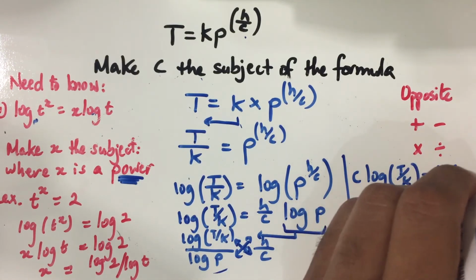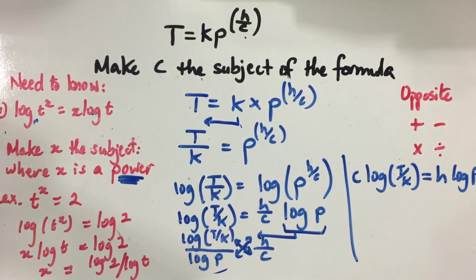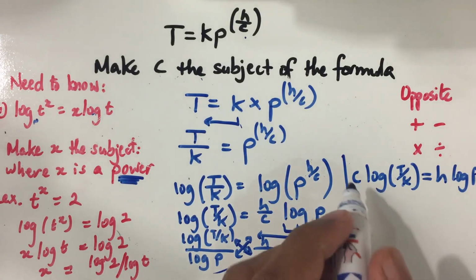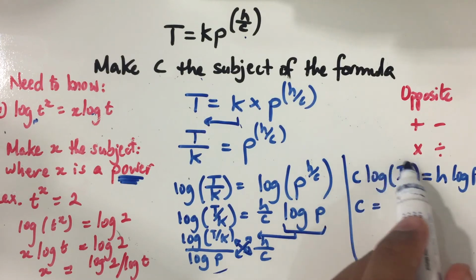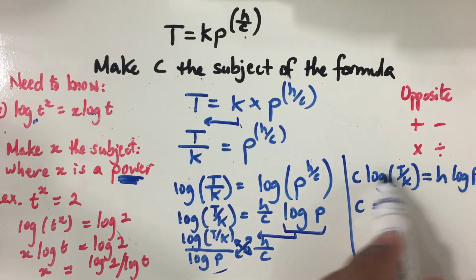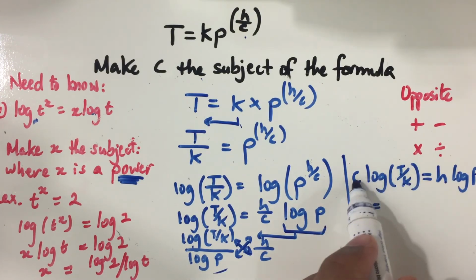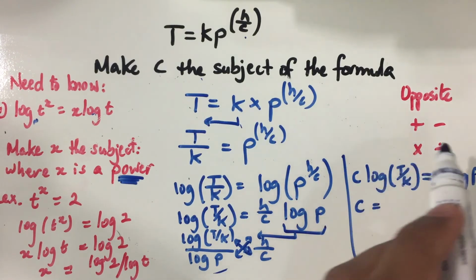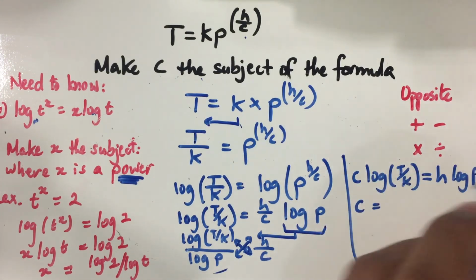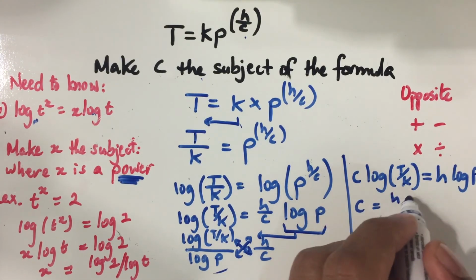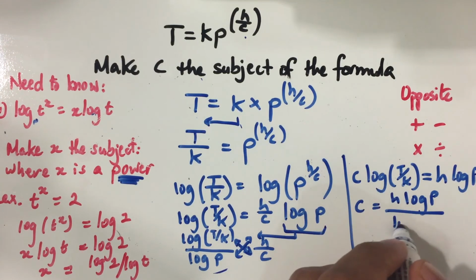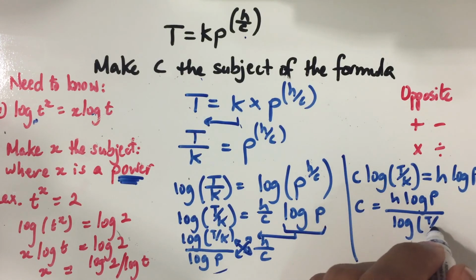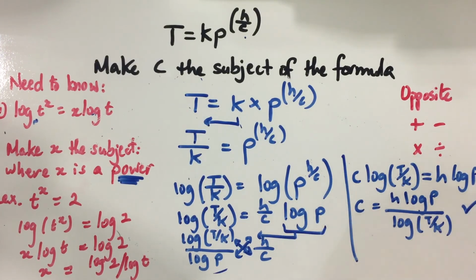h times log p. Okay, now to make c the subject of the formula, I need to move log t on k to the other side, and this log t on k is multiplying by c, so I need to do the opposite on the other side. So then that will be h times log p divided now by log t on k, and this here is your answer.